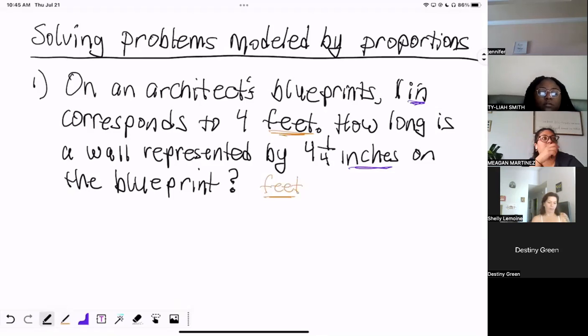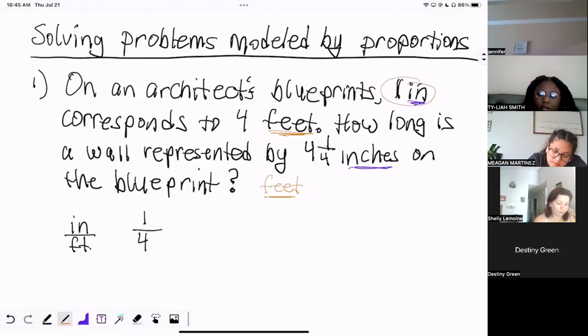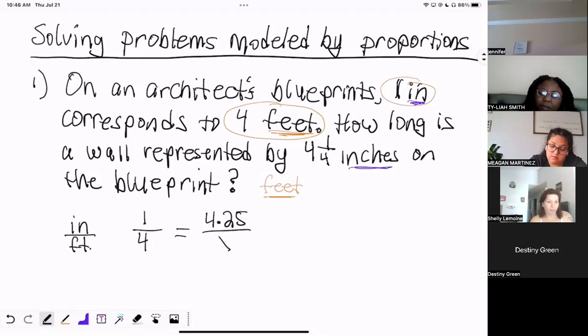We do a proportion. Ready? What you do is pick 1 unit to be the numerator and 1 unit to be the denominator. It doesn't matter. I'm going to pick inches to be my numerator and feet to be my denominator. So 1 inch corresponds to 4 feet, equal to my other unit, inches, in decimal form, 4.25. And what am I looking for? How many feet it is.